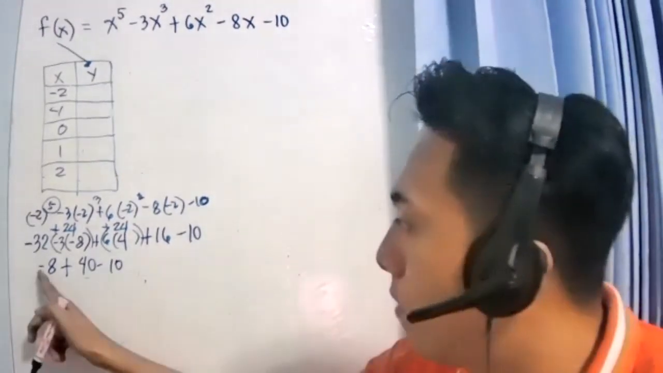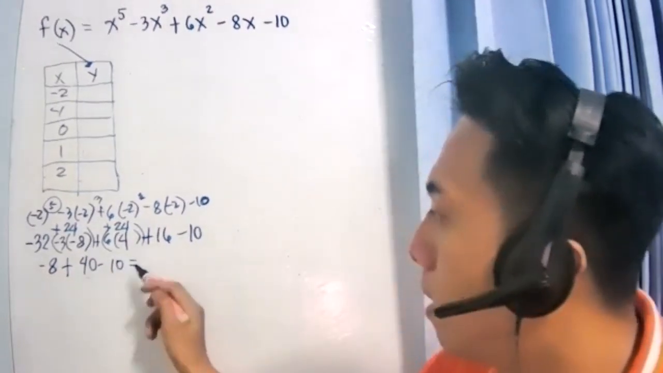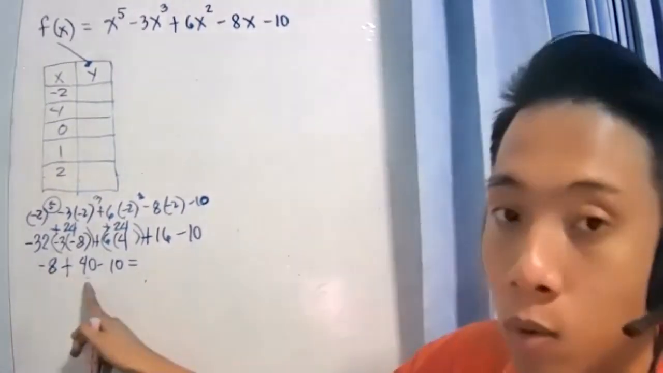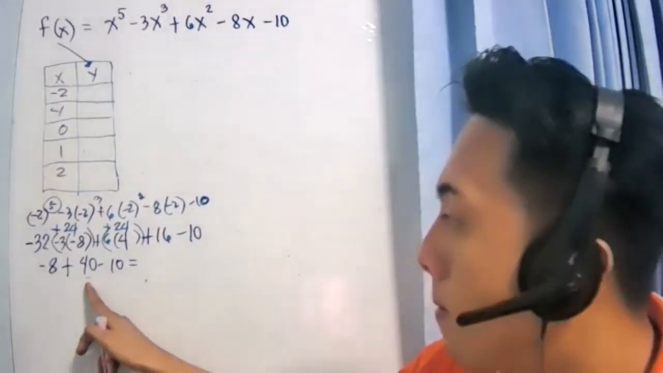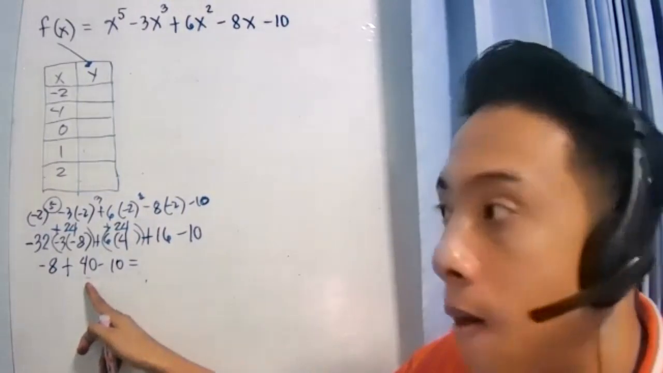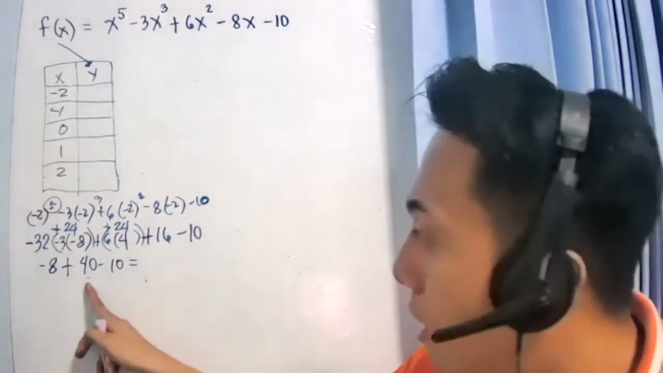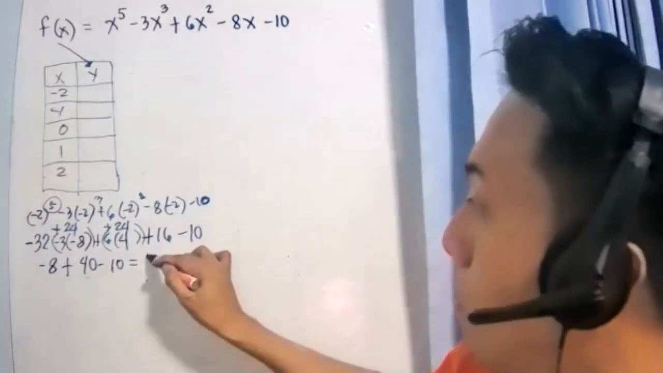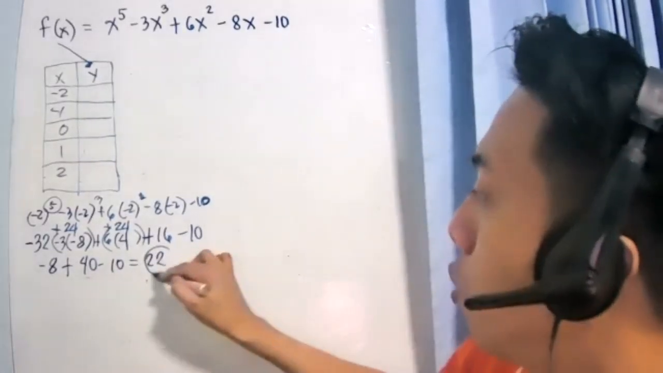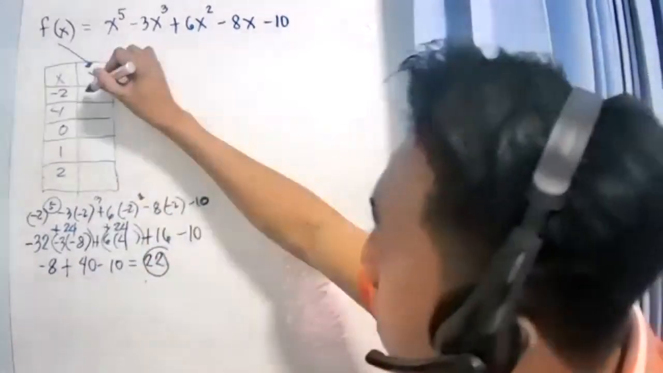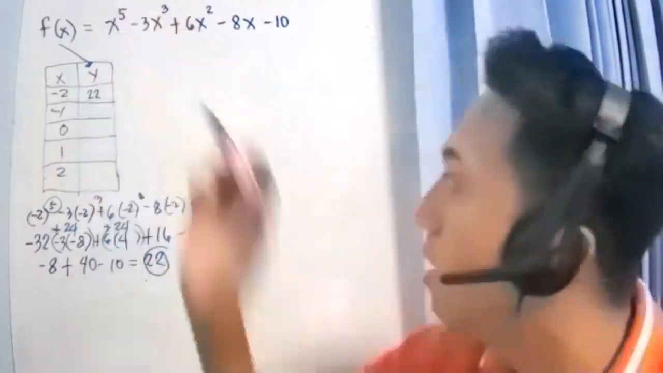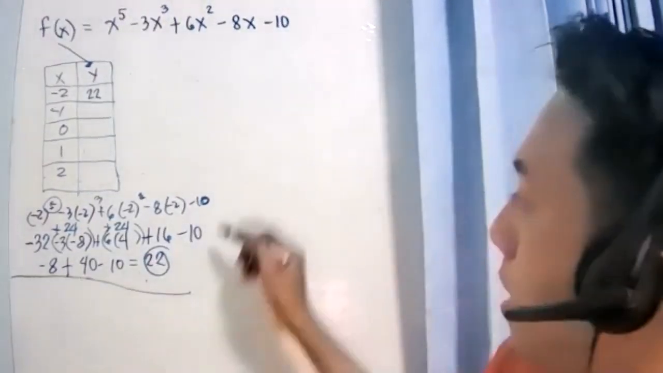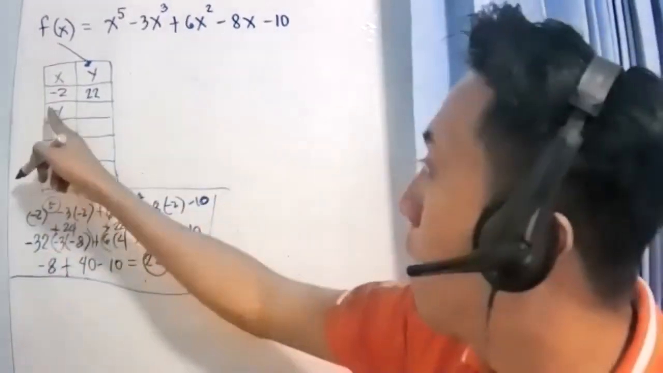Okay, next, -8 plus 40. I think this one is super large. That's okay. -8 plus 40, that would be 32, correct? 32 minus 10, that would be 22. Positive 22. So if we have -2, we have 22. Tabang laki agad. This one is finished. Let's move on to -1.